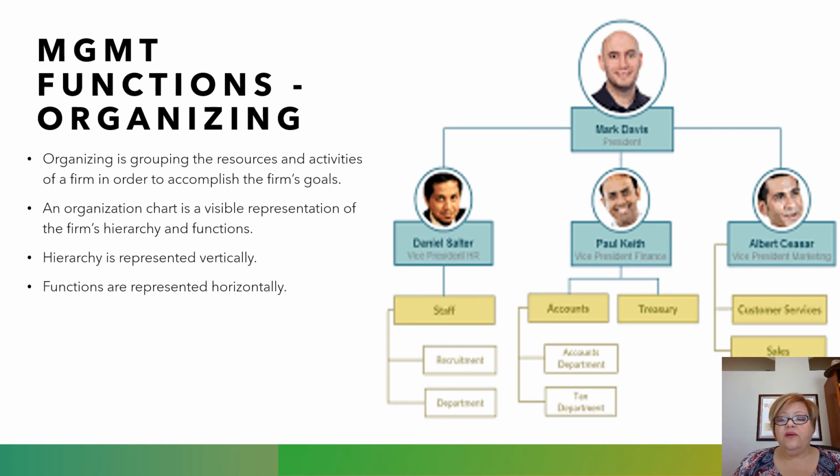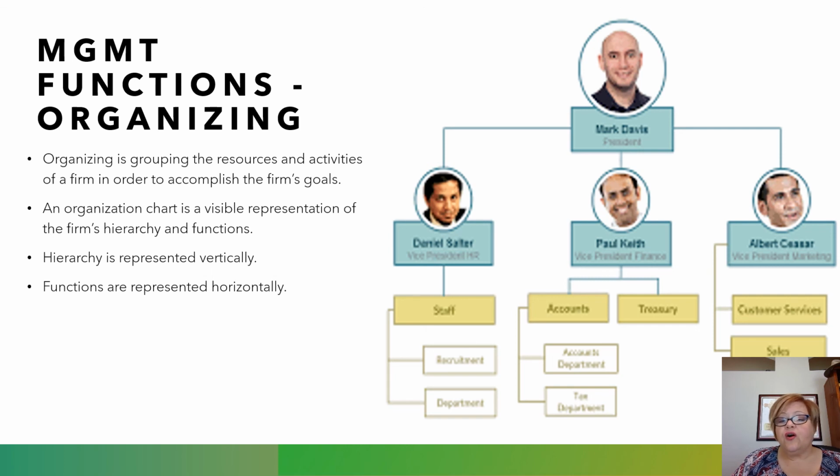What I also want you to notice is as we look down the organizational chart, what we see is a hierarchy. So vertically, we are representing the hierarchy, who reports to whom. So these 3 vice presidents report to this president. The heads of these 2 departments are going to report to Paul here. And then we're going to have some department heads here who are going to report to this accountant, who's going to report to Paul, who reports to Mark. So we see who reports to whom. That's good information to have.